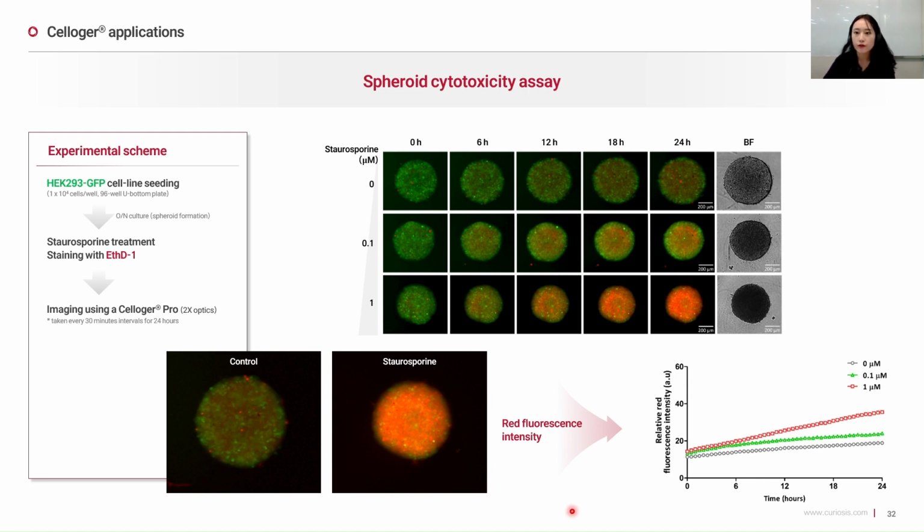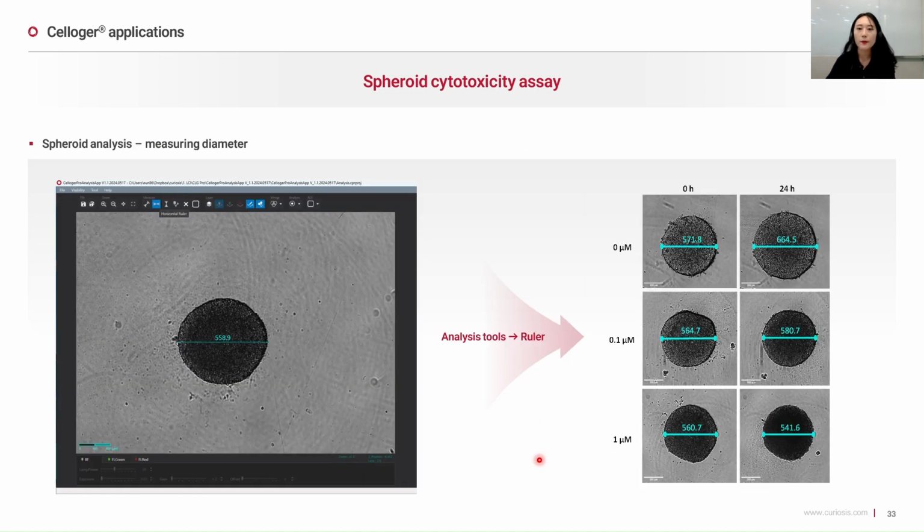By measuring the red fluorescence intensity with Celloger's fluorescence analysis, we were able to quantify the spheroid viability and display it as a graph as shown on the right. Additionally, the spheroid size decreases as the drug concentration increases.